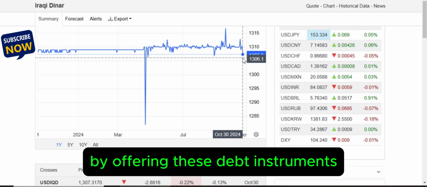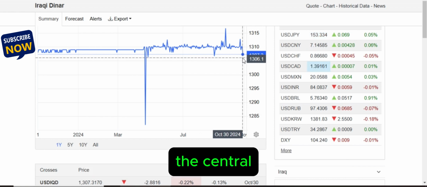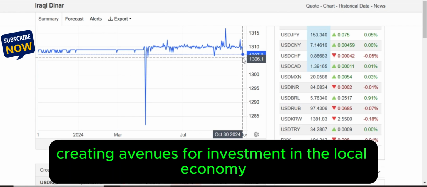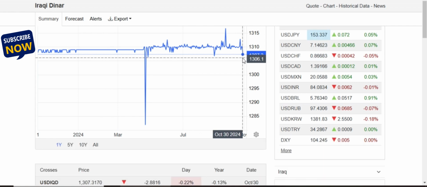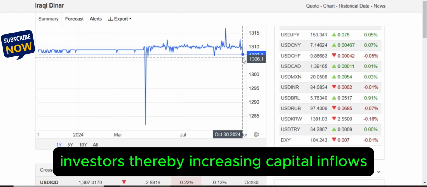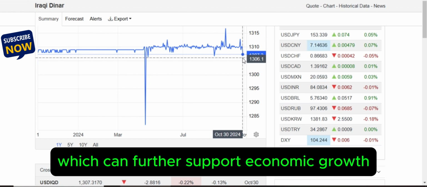By offering these debt instruments, the central bank is not only providing a means to manage liquidity but also creating avenues for investment in the local economy. This approach can help attract both local and foreign investors, thereby increasing capital inflows, which can further support economic growth.